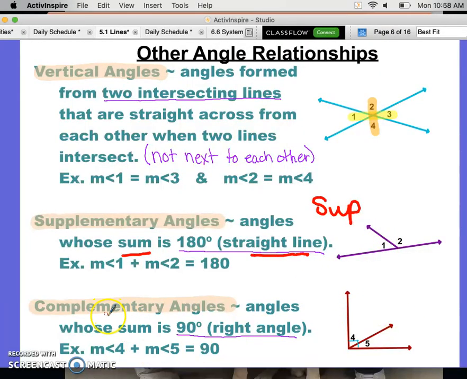Okay, complementary. This word I want you to think of come here. And I want you to make that motion. Come here. Where my elbow is now creating a right angle right here, right? Okay, come here. This will help you remember that it's going to be a right angle. It's two angles that when added together equal 90. Oh, it's right here. Okay, so 4 plus 5 is going to equal 90.